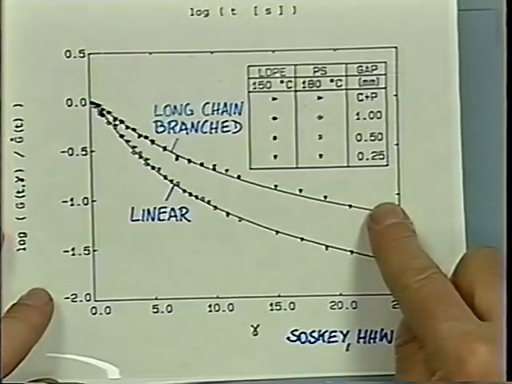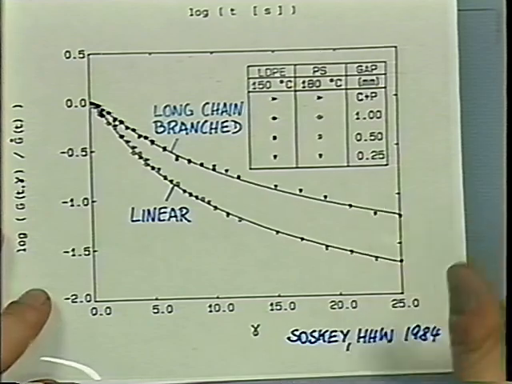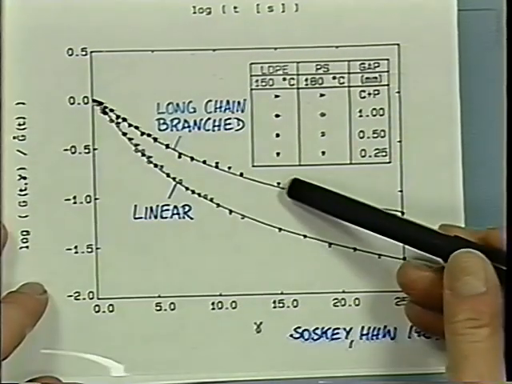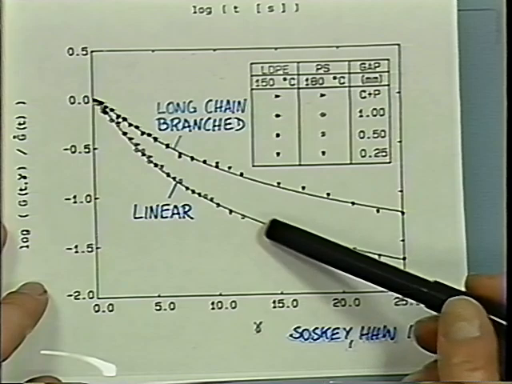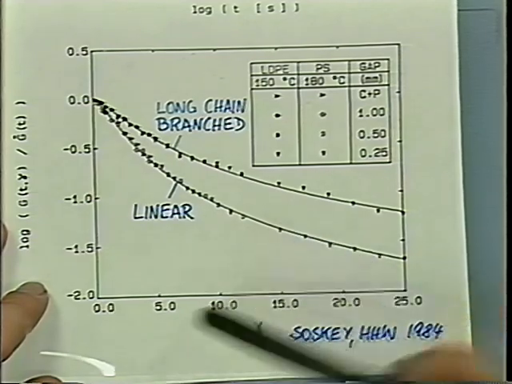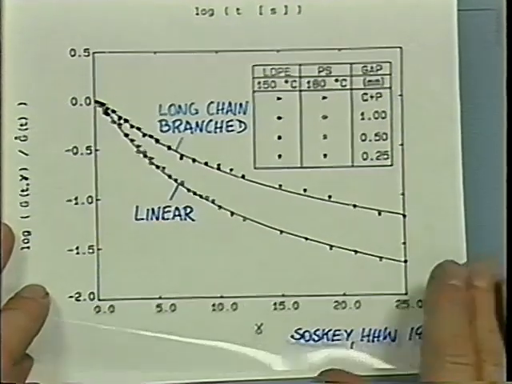We followed up on this and found that a linear polyethylene, this upper curve is a branched polyethylene. A linear polyethylene is also following the same curve as a linear polystyrene. So it seems to be a general feature of that molecular architecture.